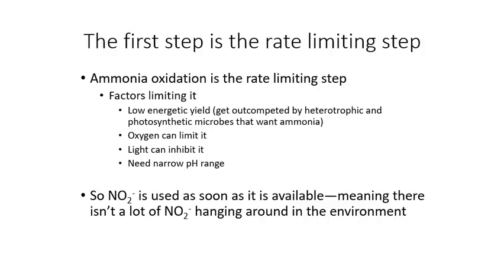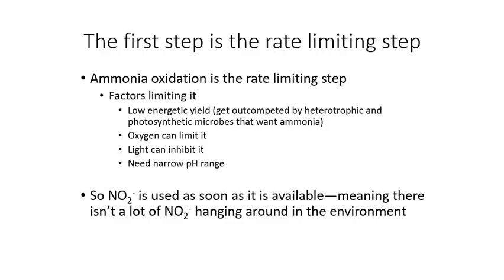Step 1, or ammonia oxidation, is the rate-limiting step. A lot of factors limit it, including the low energetic yield, which causes these organisms to be outcompeted by heterotrophic and photosynthetic microbes that also utilize the ammonia, in addition to the fact that it depends on oxygen, which is often limited in environments. Additionally, light can actually inhibit it, and this process requires a relatively narrow range of pH to proceed. Because step 1 is limiting, the product, nitrite, is typically used by nitrite oxidizing bacteria as soon as it is available.